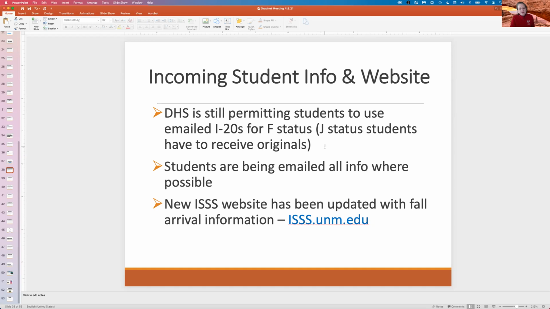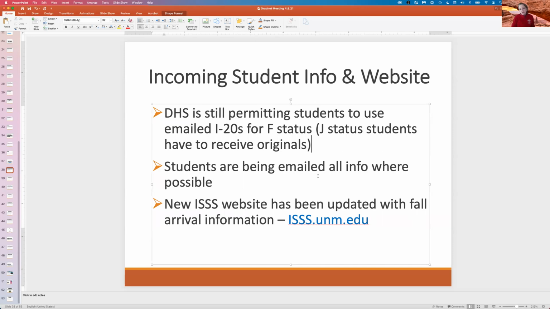We are still emailing I-20s. We didn't say that earlier, but Melissa's team is still emailing people a link to download their I-20. That's another thing that was allowed during the pandemic that for now is continuing. There seems to be much more optimism that it will continue beyond the pandemic, but I don't know that for sure. So they're still allowing us to email these immigration documents for F1 students.